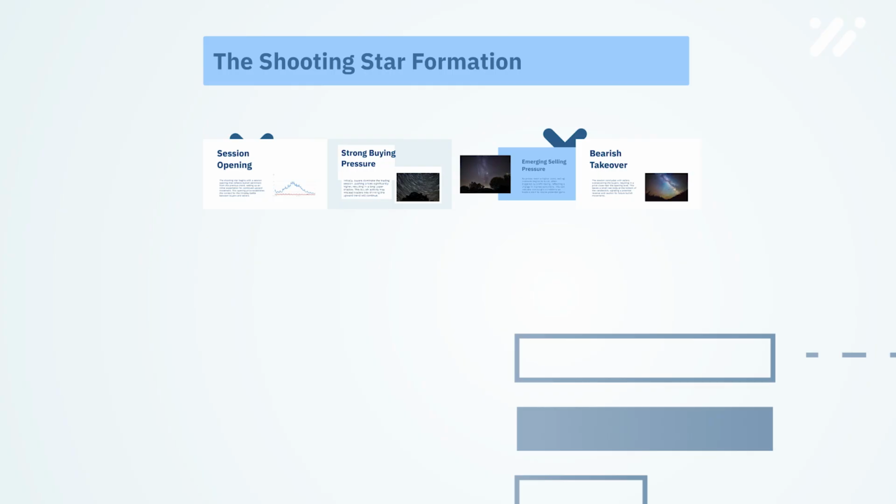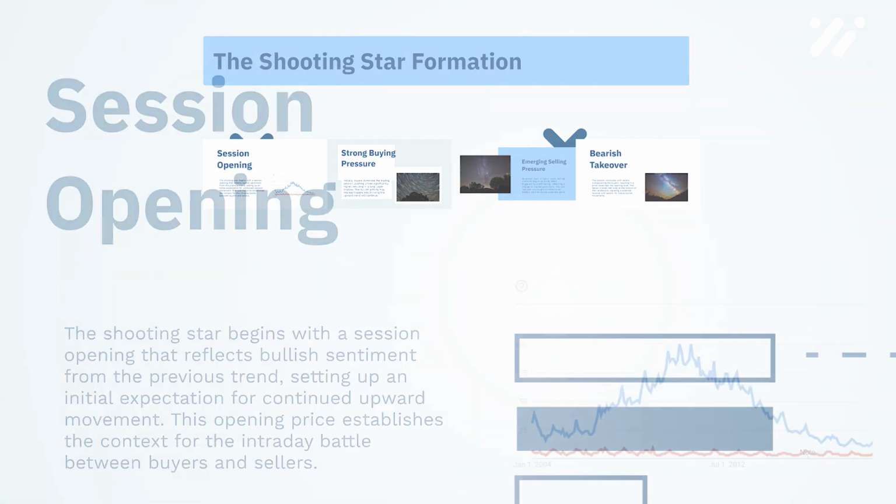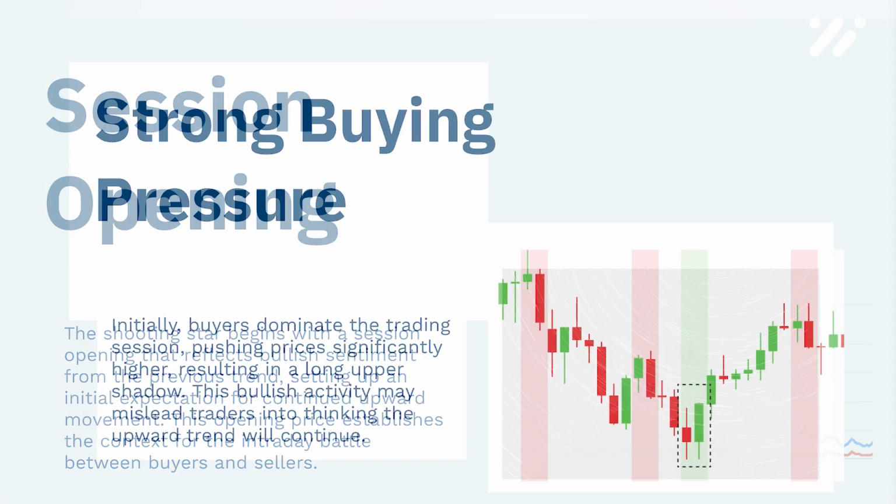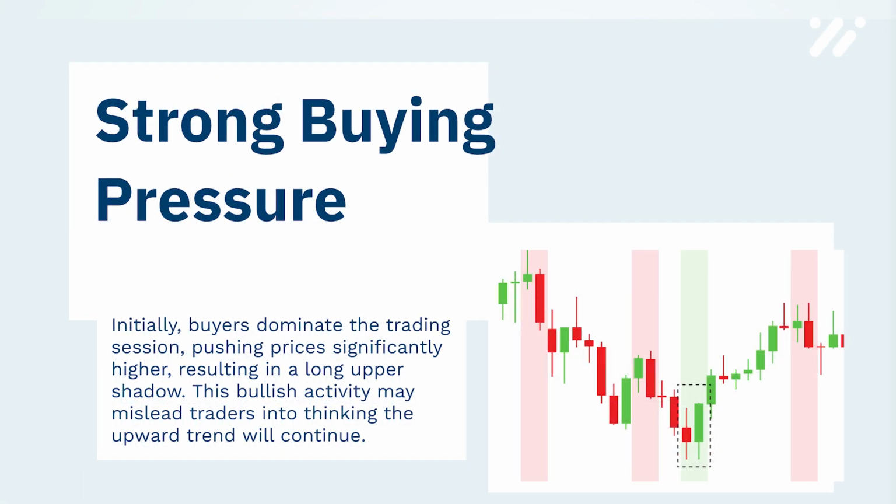Moving on to how the shooting star forms in a trading session. The shooting star forms during a single trading session and represents a battle between buyers and sellers. Session open. The price opens at a level that reflects bullish sentiment carried over from the previous session or trend. Then, strong buying pressure. Here, buyers dominate the market initially, driving the price significantly higher. This creates the long upper shadow.